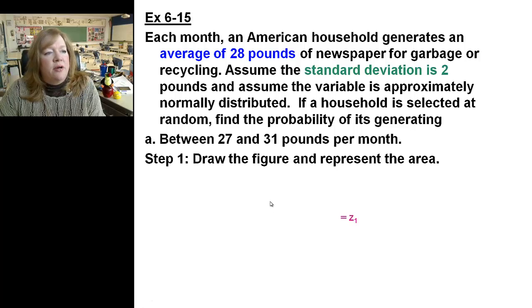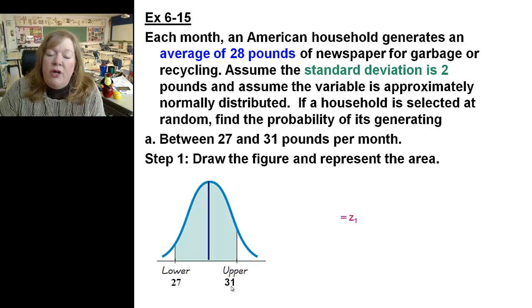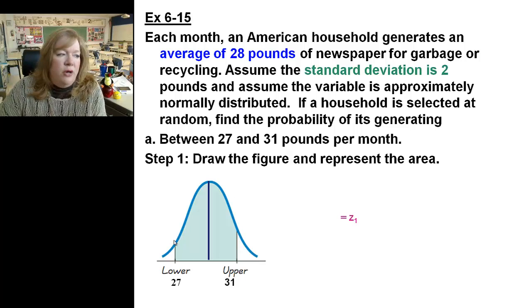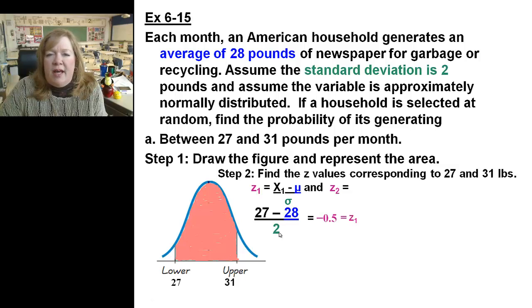So when we sketch our figure, we'll have the mean down the middle, the lower and the upper. So 27's to the left, 31's to the right. To find the area under that curve, we need to convert to the z-scores and add them. Because you are very professional, you know you can find the area on this side and add it together. But first, let's get the z. So we use our formula for z, x1 minus the mean over sigma. And so we'll have 27 minus 28 over 2. You get negative 0.5.